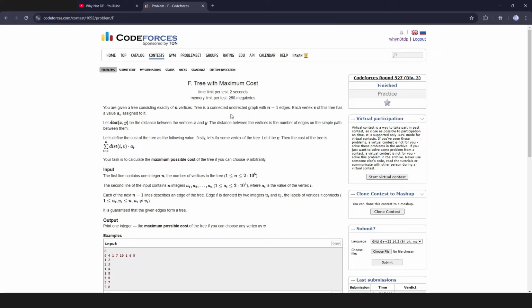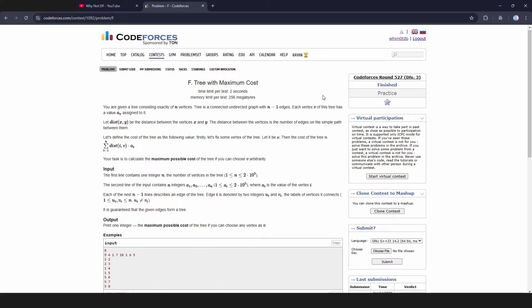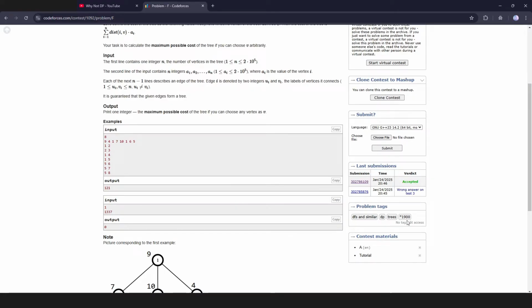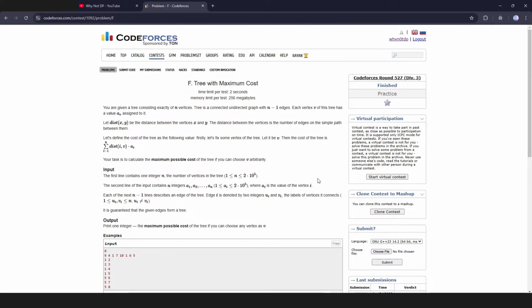Today in this video I will be discussing this Codeforces problem, Tree with Maximum Cost. It came in Div 3, Round 527, and this problem is rated 1900. We will see how we will approach this problem and solve it using the concept of dynamic programming on trees, along with the technique we generally call rerooting. So let us start with this problem.